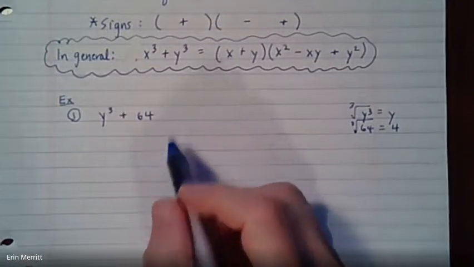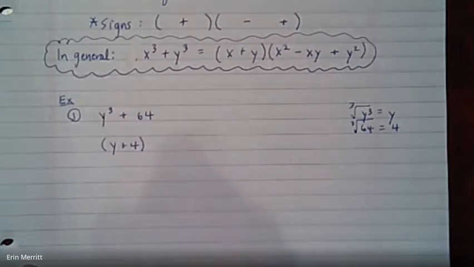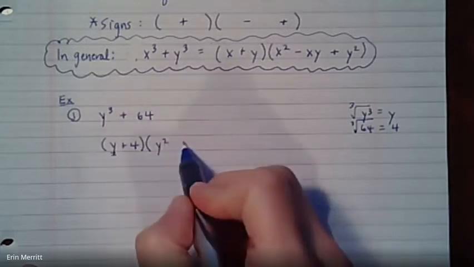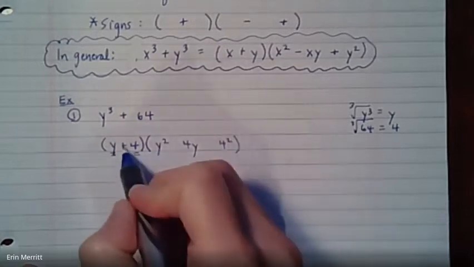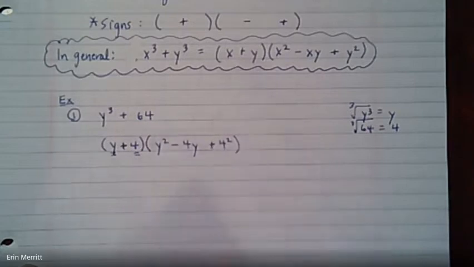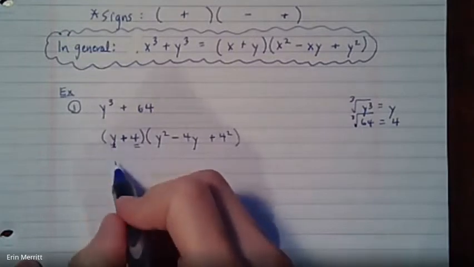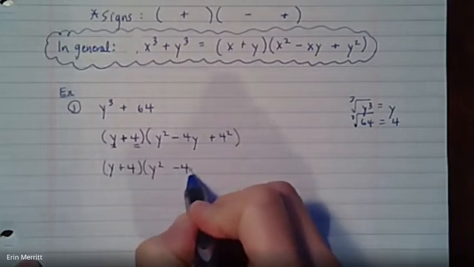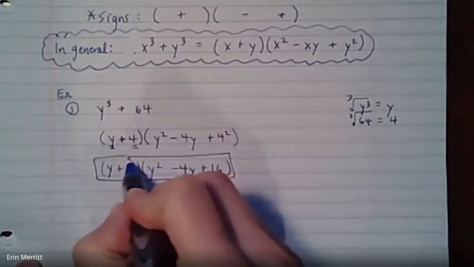So how that breaks down is that we're going to have y plus 4 in the first parenthesis, and then in the second part, it's the first part squared, so y squared, the product of the 2, so 4y, and then the last part squared, so 4 squared. And since this is plus, this goes minus, then plus there. If I clean this up, because I probably wouldn't leave my answer looking like that, I'd leave it as y plus 4, and then y squared minus 4y plus 16. And there you go.